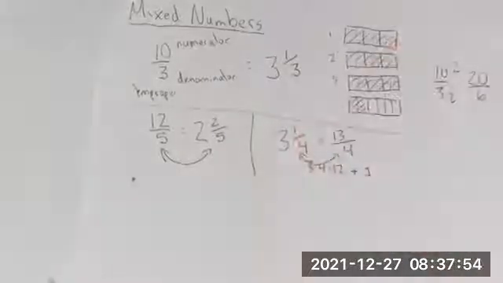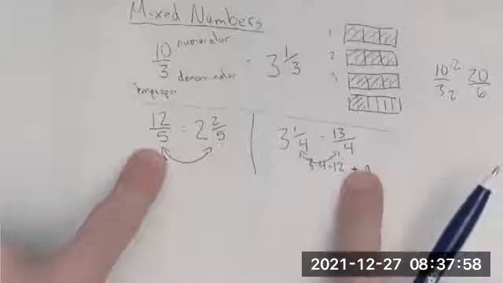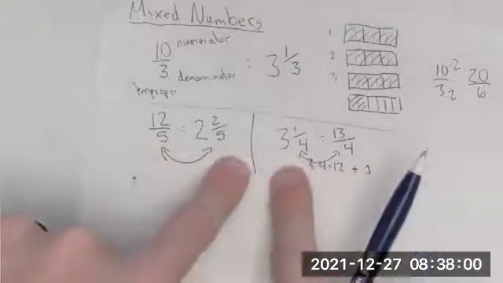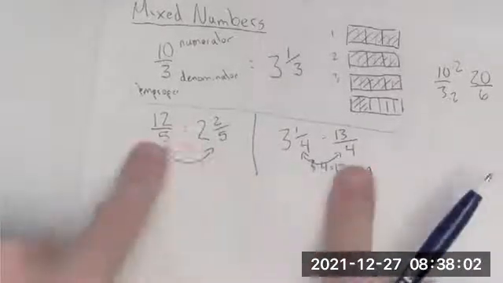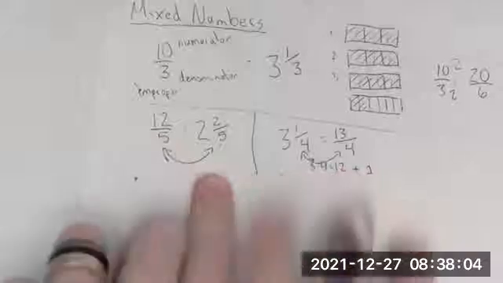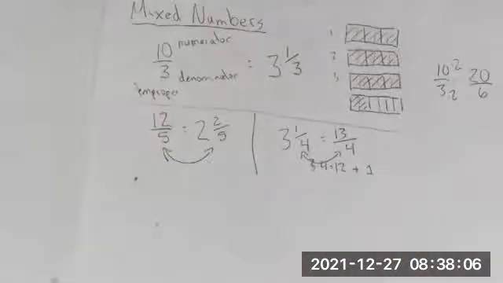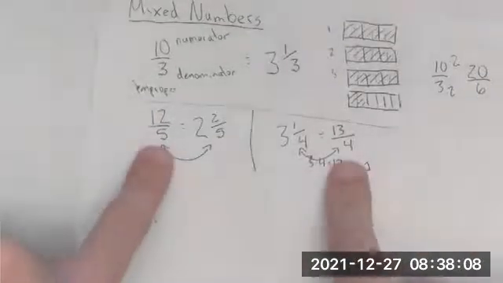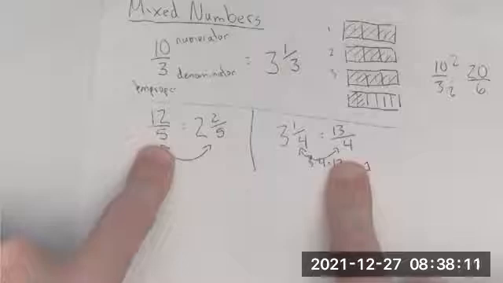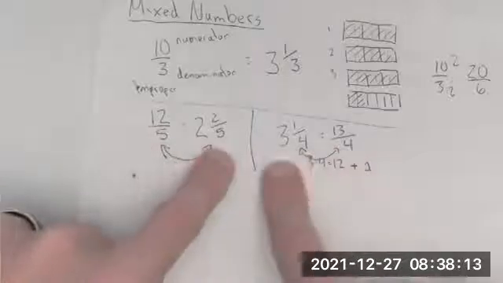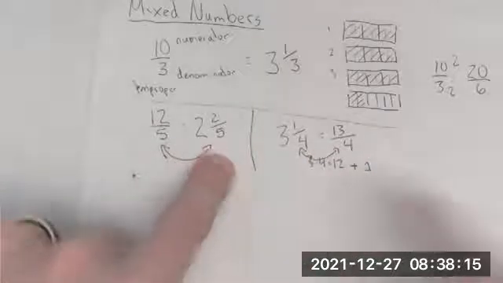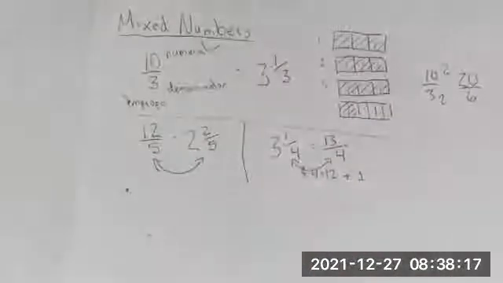Again, you can always convert back and forth between your improper fraction and your mixed number. This is still saying the same thing in each of those cases, but it just depends on which form we want. Do we want to talk about the improper where the numerator is larger than the denominator, or do we want to talk about it as the mixed number? It's just a matter of which one you want for that particular problem.